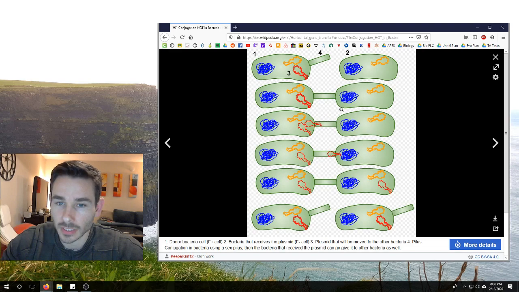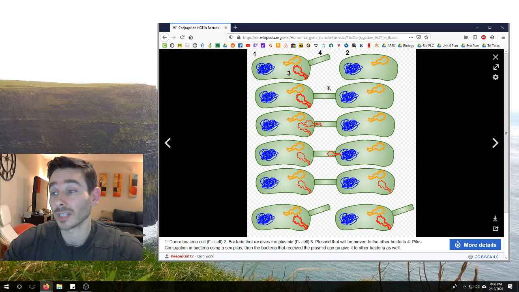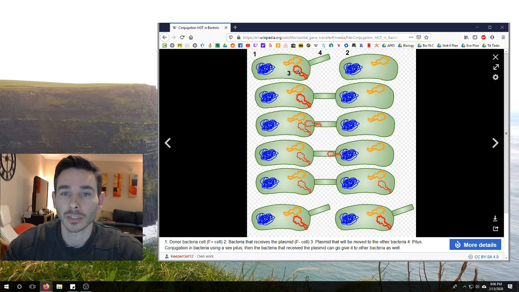Obviously this is what we talk about with horizontal gene transfer. It's also called conjugation, when you have two bacteria that come into close contact, they create a bridge between the two cells, and then some DNA plasmids can go across the bridge from one to the other.